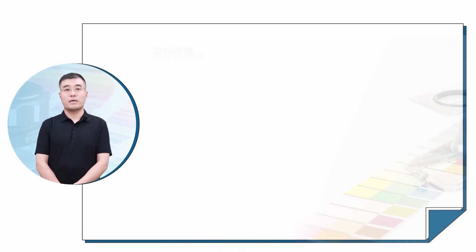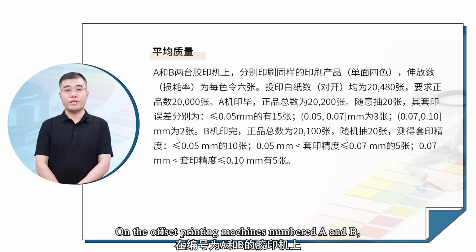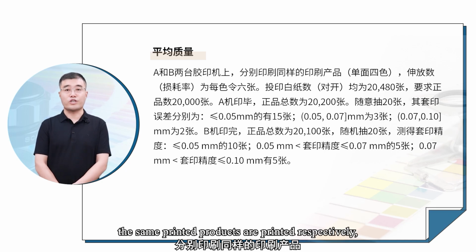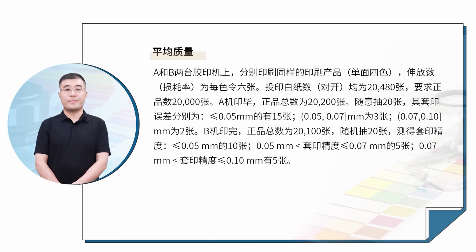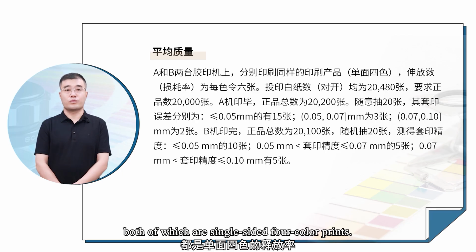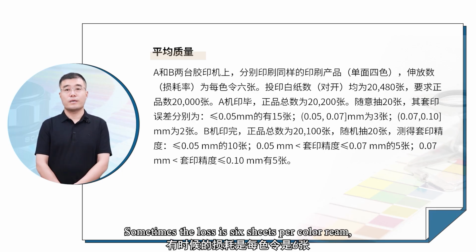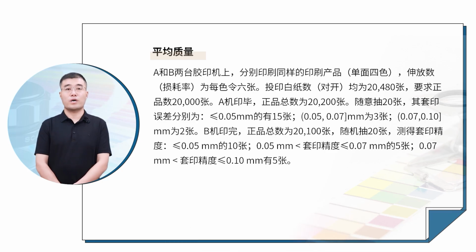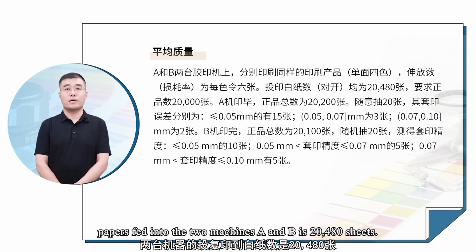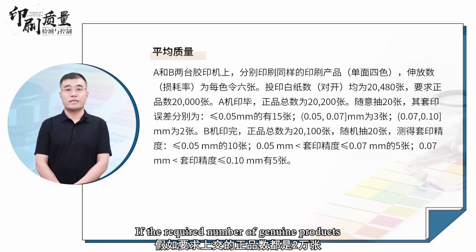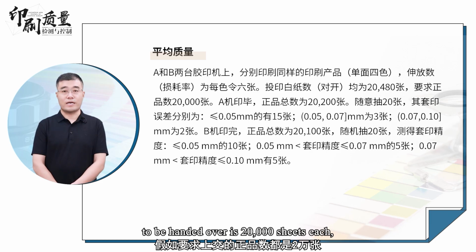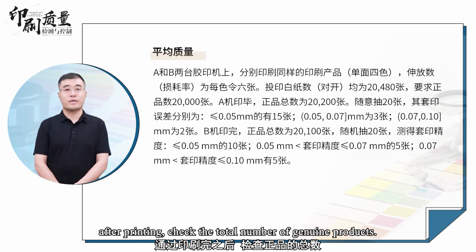Therefore, in terms of overprinting accuracy, the absolute quality is that A is better than B, and B is better than C. On the offset printing machines numbered A and B, the same printed products are printed respectively, both of which are single-sided 4-color prints. Sometimes the loss is 6 sheets per color ream. The number of white papers fed into the 2 machines, A and B, is 20,480 sheets. If the required number of genuine products to be handed over is 20,000 sheets each, after printing, check the total number of genuine products.